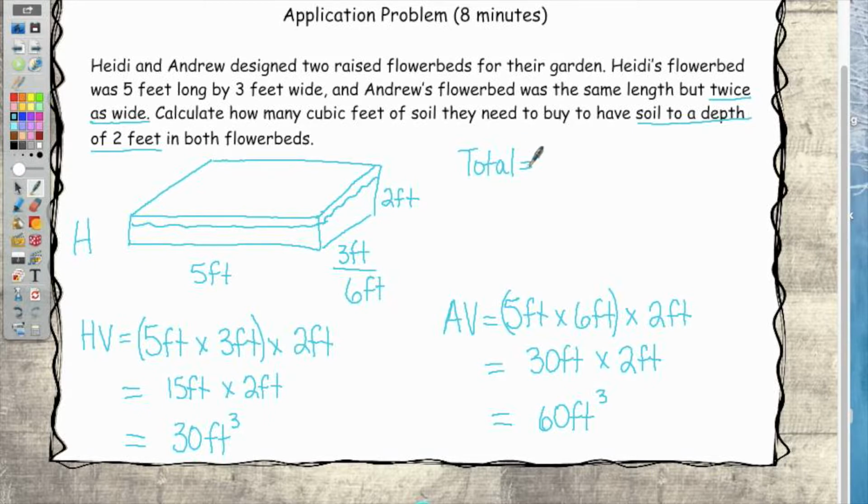How did I get my total, Jair? You add 30 cubic feet plus 60 cubic feet equals 90 cubic feet, or feet cubed, however you want to say it. So, probably going to have to buy more than one bag to get 90 cubic feet. I don't know how much soil's in each bag you buy.